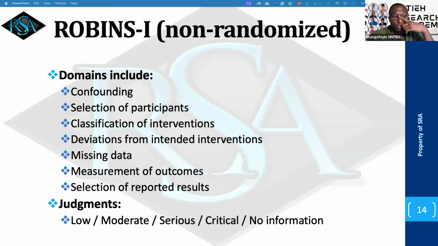Now for non-randomized trials, you have the ROBINS, and again, these are the domains. Similar thing. But here you have judgment in several categories: low, moderate, serious, critical, or they did not provide any information. So you always have to know that there's always an option for no information in the tools you're using.